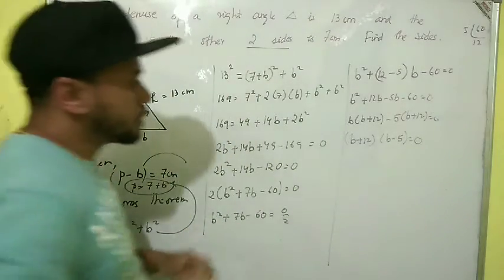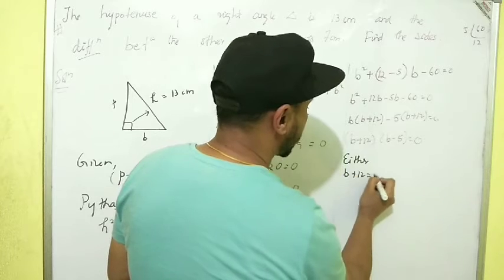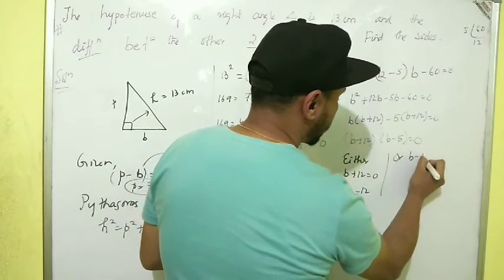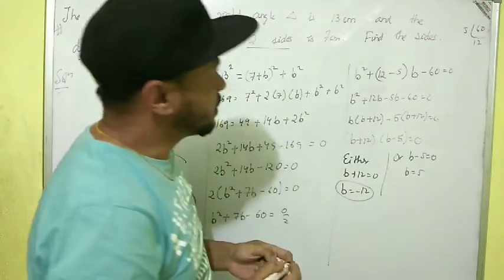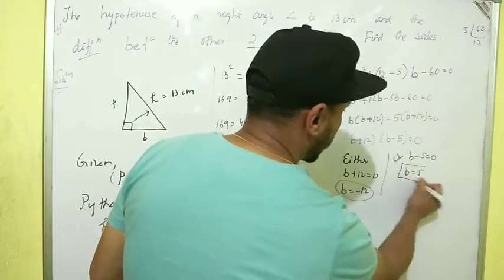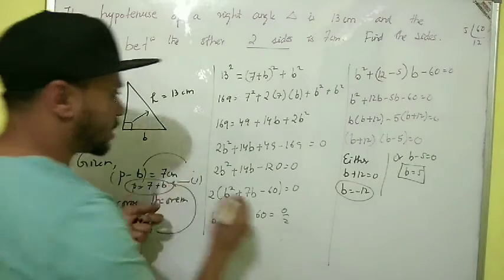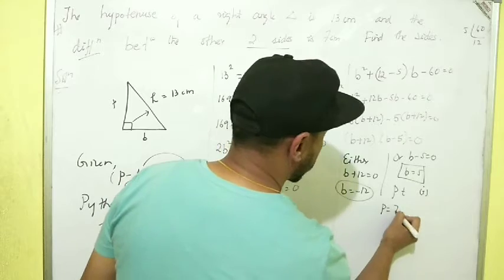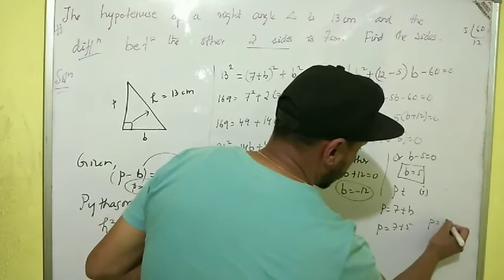Now either b plus 12 is equal to 0, so b is equal to minus 12, or b minus 5 is equal to 0, so b is equal to 5. The length cannot be negative, so neglecting this value, the base is 5. Now we substitute the value in equation 1. Putting the value in equation number 1, p is equal to 7 plus b, so p is equal to 7 plus 5, which is 12.